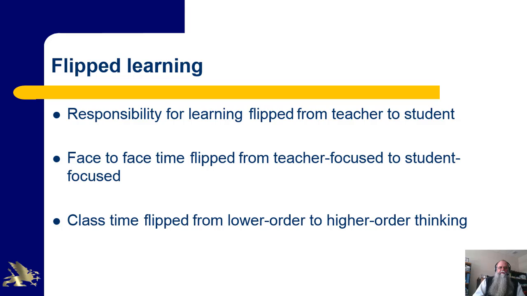So flipped learning is a model that takes the responsibility for learning and flips it from the teacher to the student. It also takes the face-to-face time and flips it from teacher-focused to student-focused. And class time is flipped from lower order to higher order thinking skills.